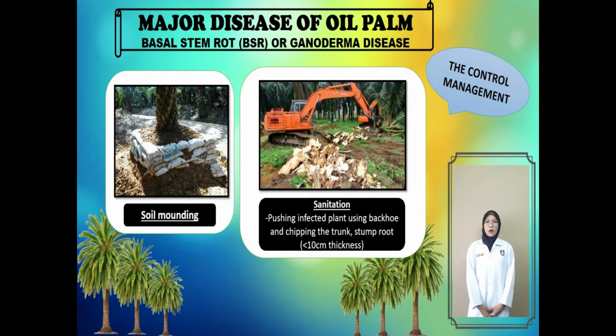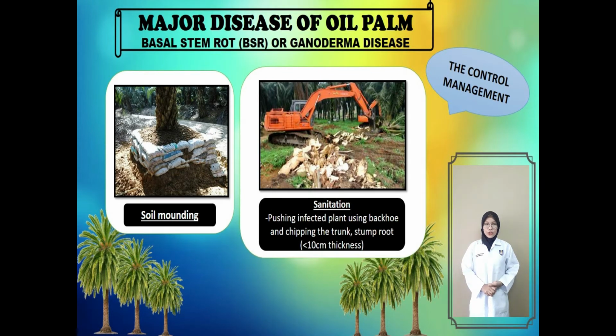Control management for Basal Stem Rot or Ganoderma disease. First, soil mounding. Soil collected from the interrow area is mounded around the base of the Ganoderma infected palm at a height of 1 meter and diameter of 2 meters. It is only retained if it brings good economic return. Otherwise, remove it to prevent future infection of healthy palm.